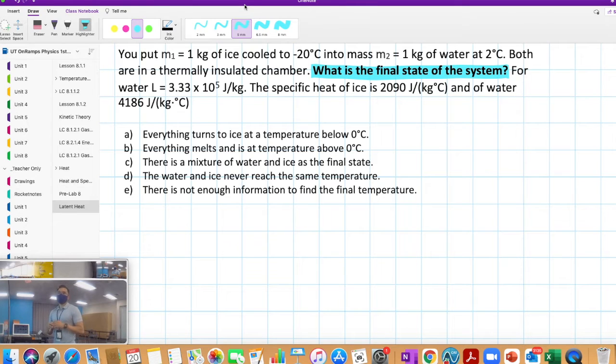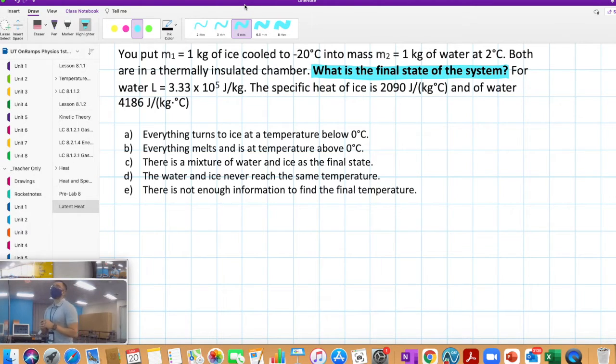Alright, so here's a follow-up question regarding latent heat. It says you put mass 1, that is 1 kilogram of ice cooled at negative 20 degrees Celsius, into mass 2, that is 1 kilogram of water at 2 degrees Celsius. Both are in a thermally insulated chamber. What is the final state of the system?